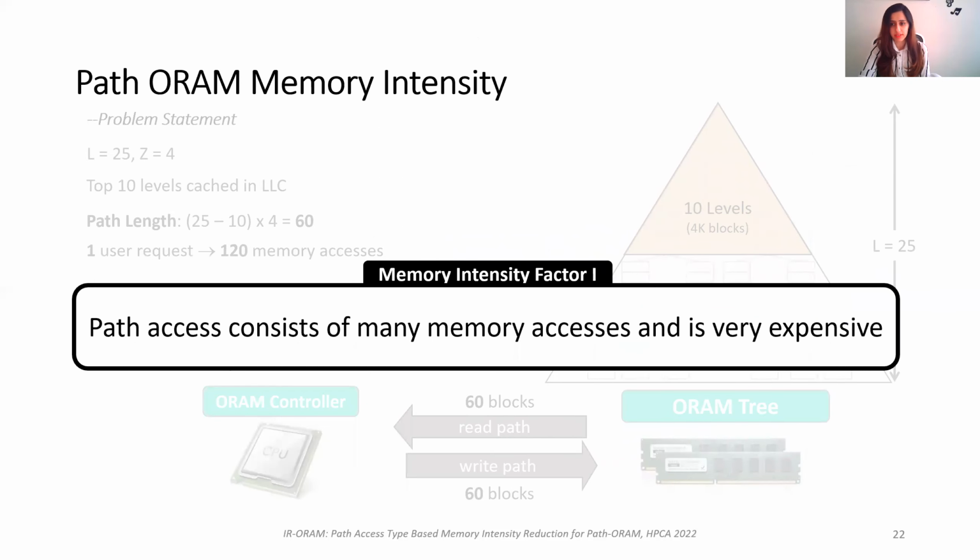Revisiting the first memory intensity factor, IR-ORAM reduces the intensity of each path access by reducing the path length. Note that different path types are still indistinguishable because they still have the same path length.